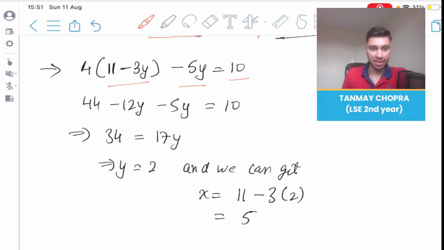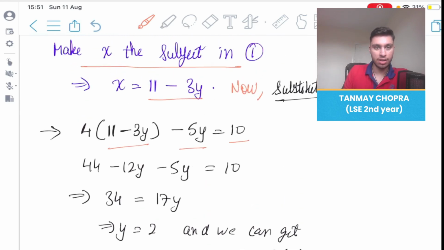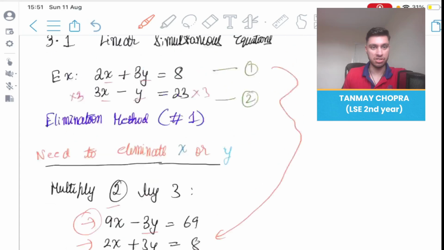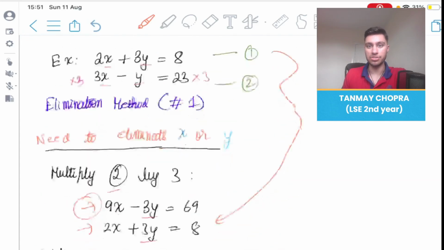And we can finally get our x from the equation above, which was this one right here. I put y equals 2 in there to get x equals 5. And that's literally your basic linear simultaneous equations.